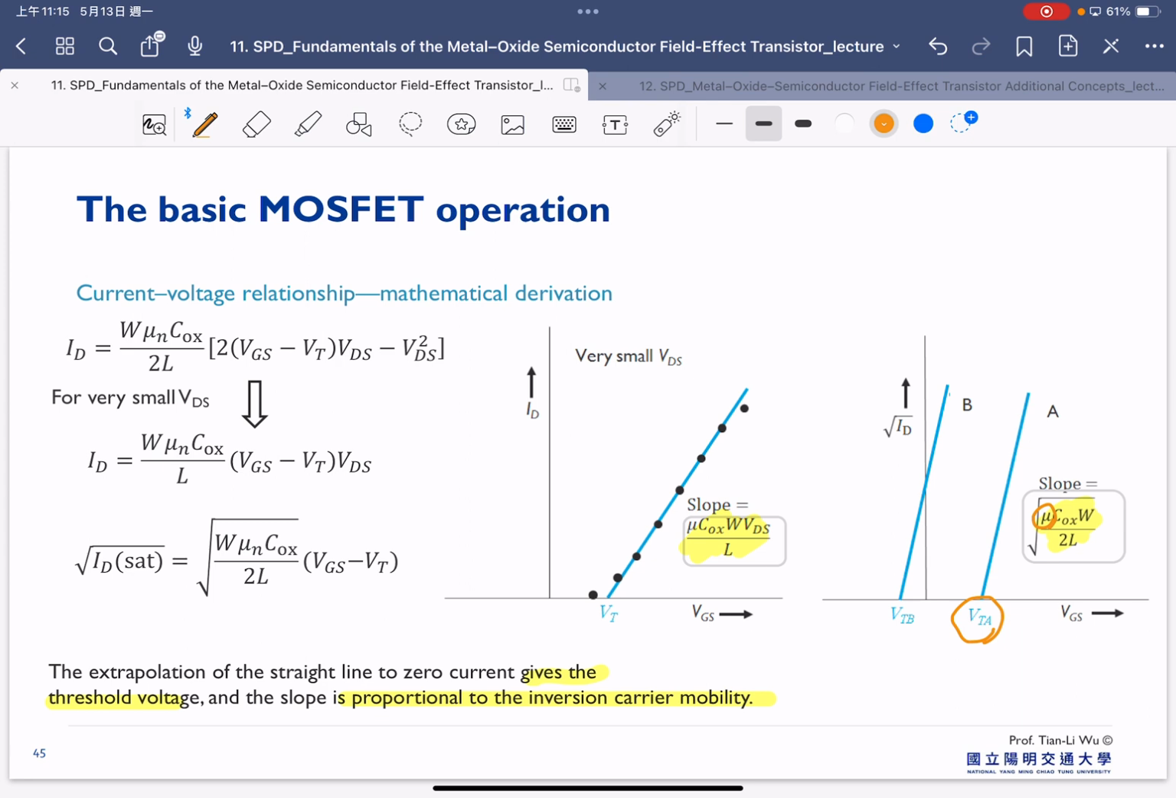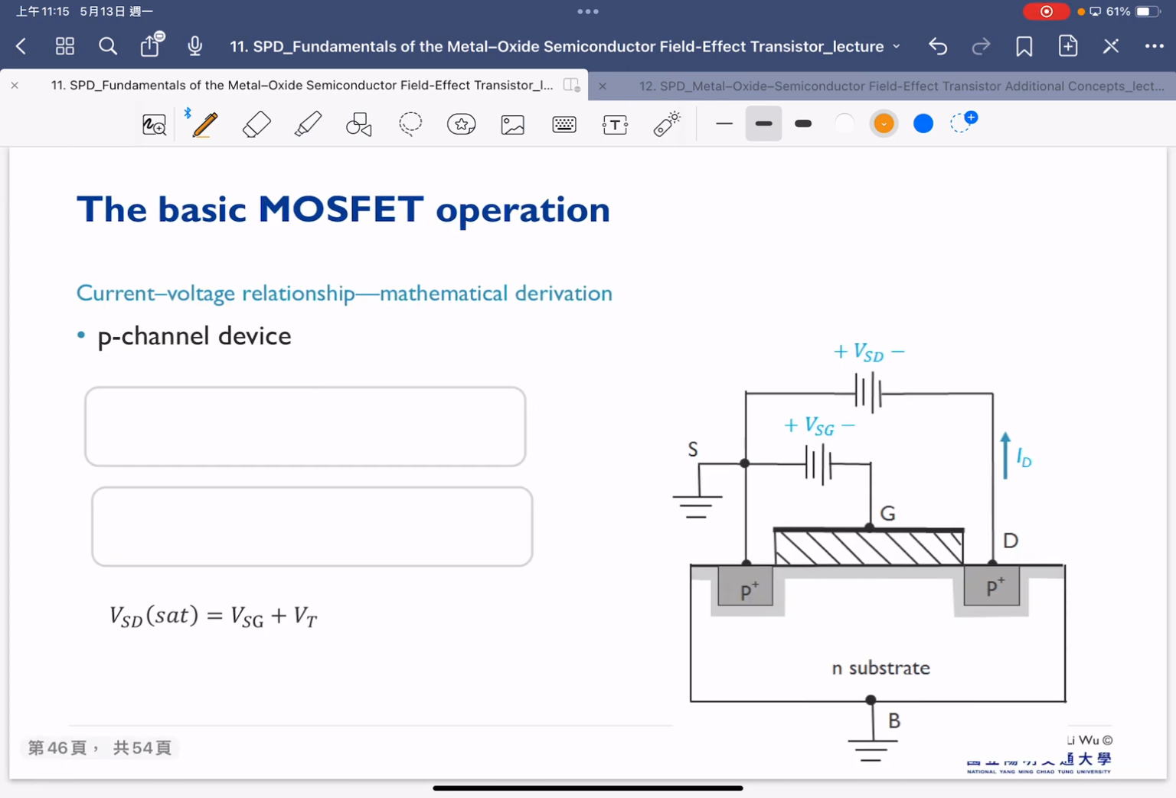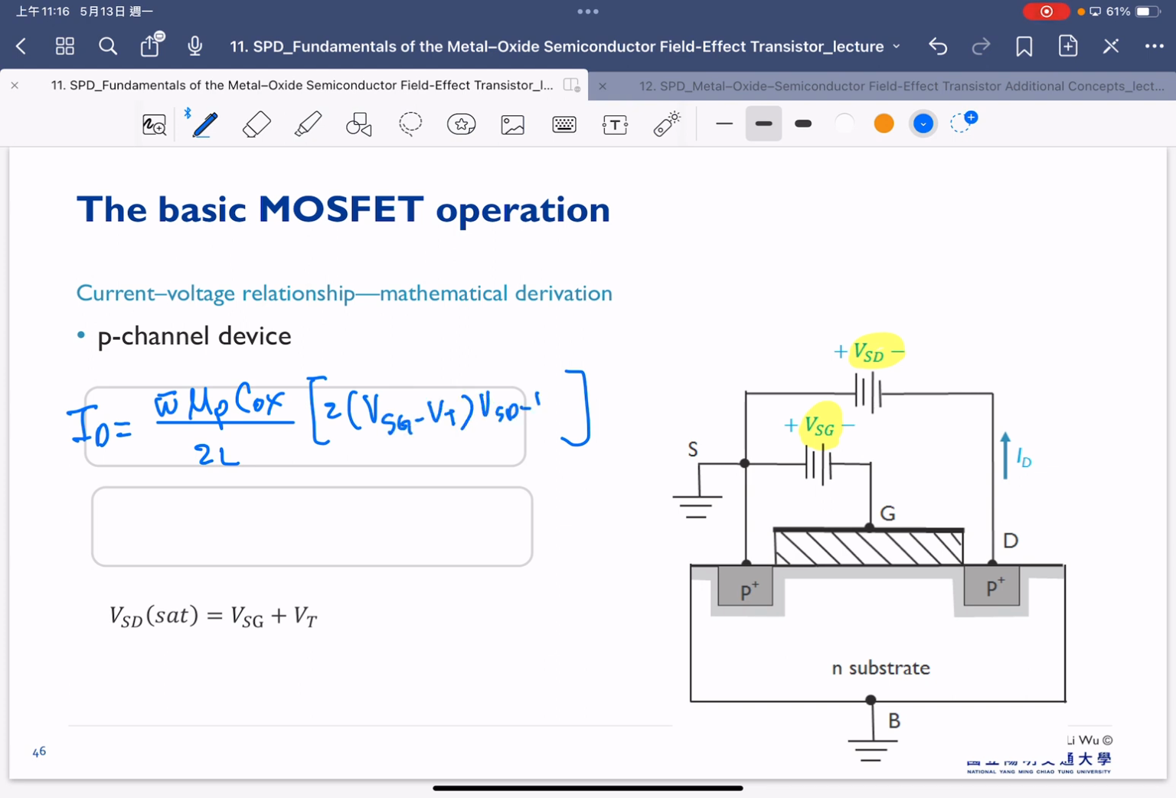Similarly, if we consider the p-channel device, we have exactly the same equation. The drain current is equal to this, but now we have to consider the hole mobility here, because now it's a p-channel, but the rest of the things are the same. And also we have to consider VSG now, so it's VSG and VSD. And the ID set is the same.